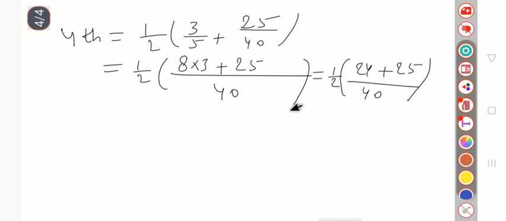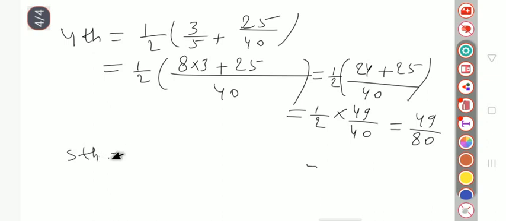So what will be this? 1 upon 2, what is 24 plus 25? It will be 49 upon 40. So 49 into 1, 49, 40 into 2, 80. Okay, so this is the fourth number. Similarly we can find the fifth rational number.